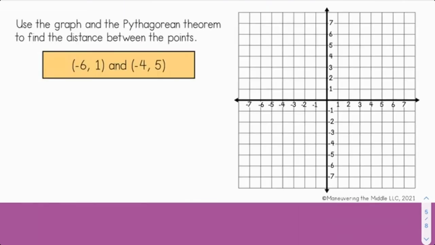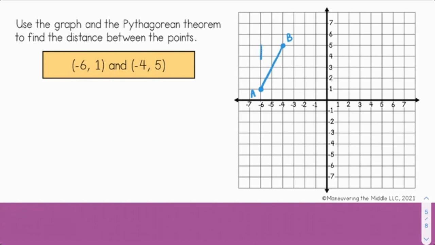Let's do one more example, and on the student handout, this would be found on the back. It's giving us two ordered pairs, and we want to use the Pythagorean theorem to find the distance between those points. So my first step is going to be to plot these points. The point negative 6, 1 is right here in quadrant 2, and the point negative 4, 5 is also up here, right in quadrant 2. So let's call this point A, and this is point B, and we're looking for this diagonal distance that we really can't count just by looking at the graph. We're going to have to use the theorem.